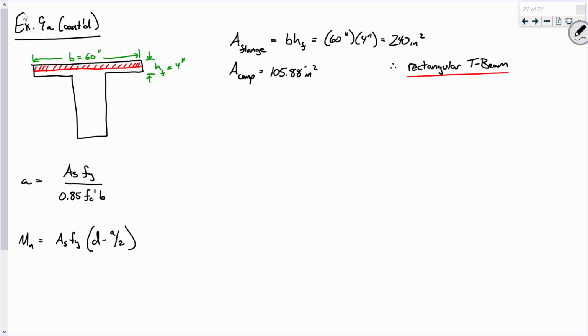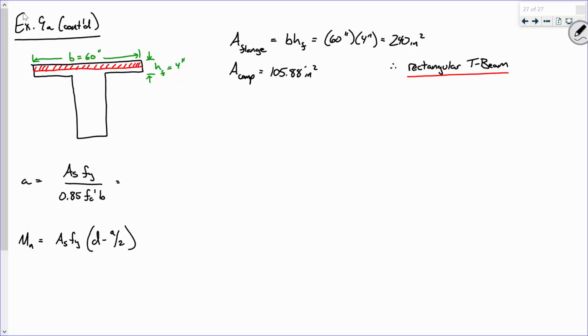How did we write those equations? We assumed we had a tensile force in the steel and a rectangular stress block. It's the same story, okay? The big thing is just making sure you're referencing the right values. Your As fy over 0.85 fc prime b, b is your 60 inches, not your 10 inches, because that's the width of the stress block, okay? That's why I'm being very careful with that notation.